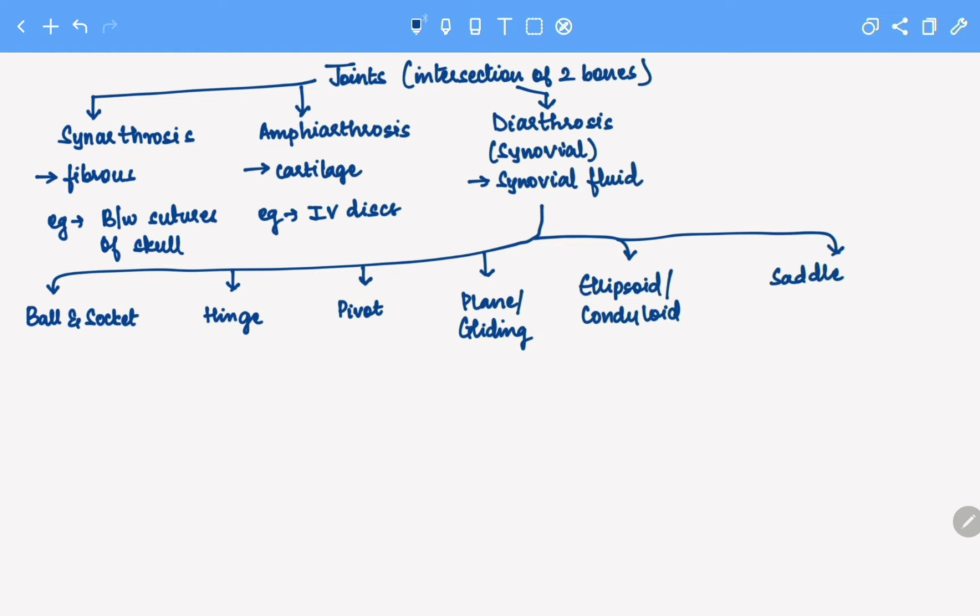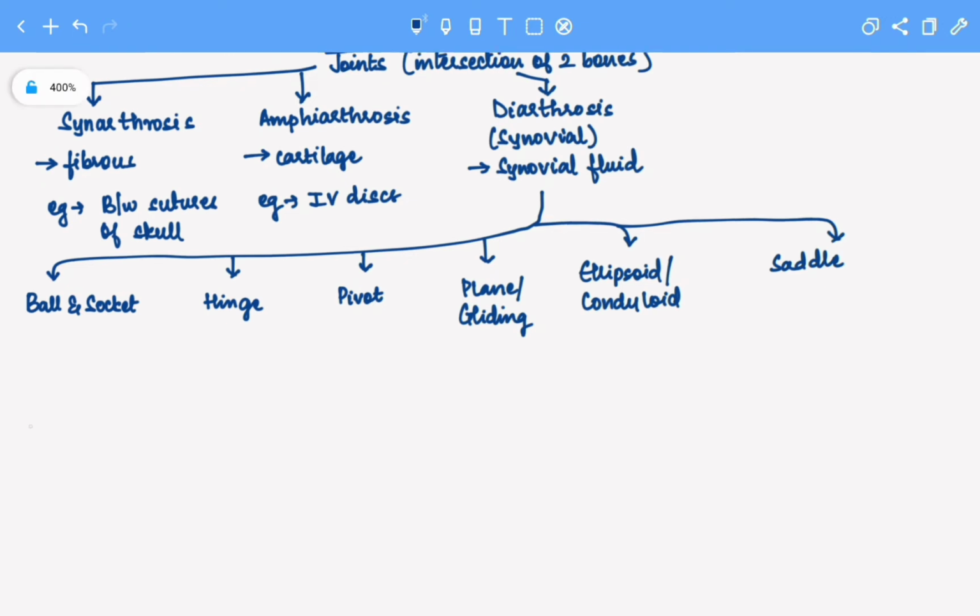Now the ball and socket joint. A ball and socket joint is a type of joint where we have a ball shaped structure which fits inside the socket of another bone. So the anatomy would look something like this. This is one bone. This rounded surface here is the ball part of the joint, and we have another bone that acts like a socket to this ball like surface.